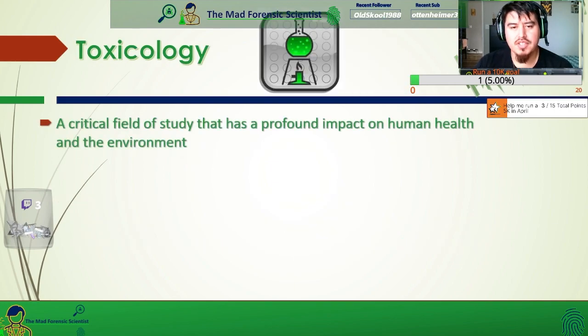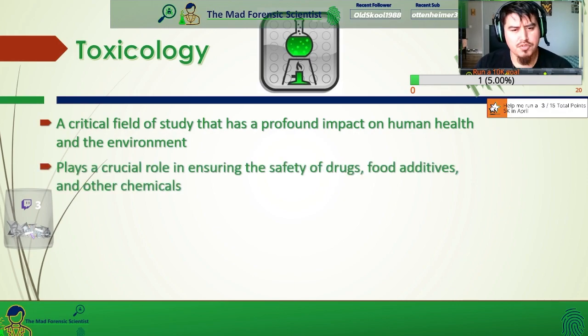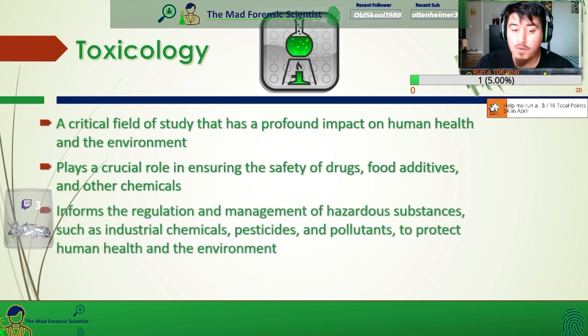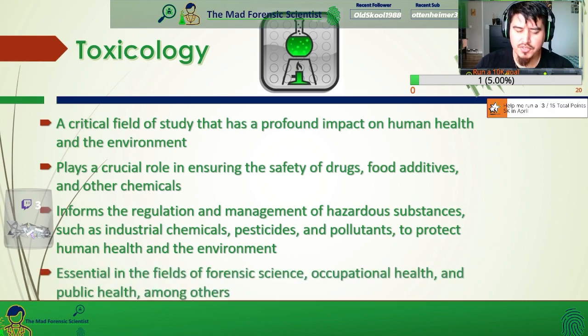It's a critical field of study that has profound impact on human health and the environment. It plays a crucial role in ensuring the safety of drugs, food additives, and other chemicals. It informs the regulation and management of hazardous substances such as industrial chemicals, pesticides, and pollutants, in order to protect human health and the environment. It's an essential field to the fields of forensic science, occupational health, public health, among many others.